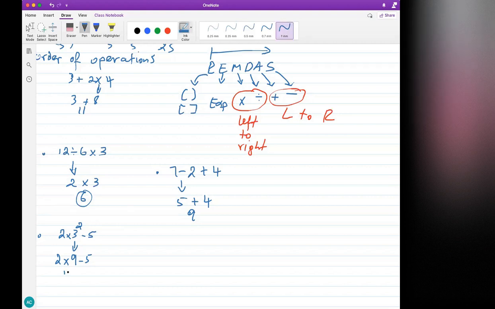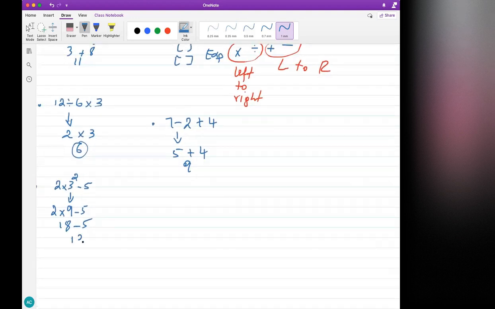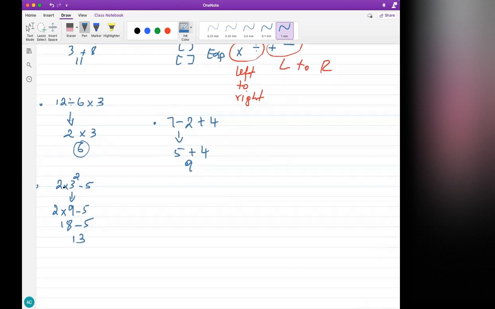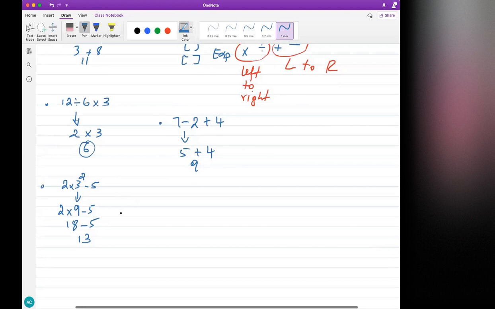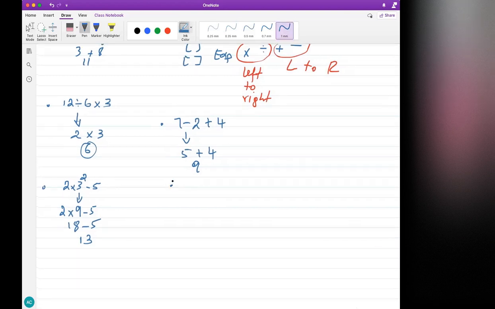So that's 13. And that's your answer. Again, it's not the multiplication, it's this one first. Now let's throw in some parentheses and see what happens.